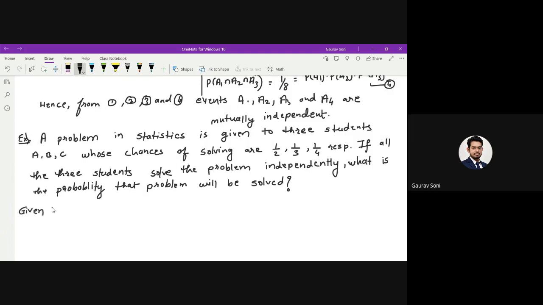The probability that student A will solve the problem is 1 by 2. Student B will solve the problem is 1 by 3, and probability of C is 1 by 4. What is to be found? The probability that the problem will be solved. When do you say that a problem will be solved? If all three are solving independently.